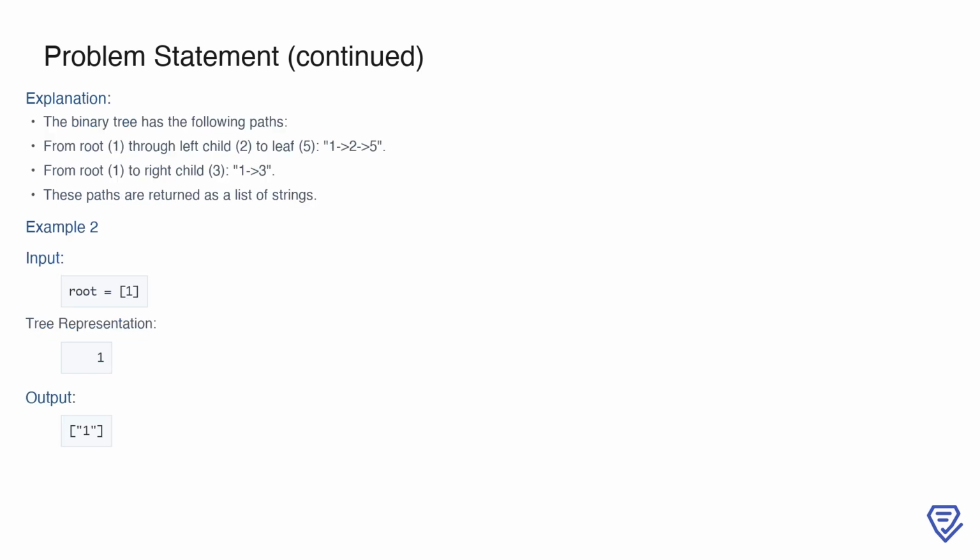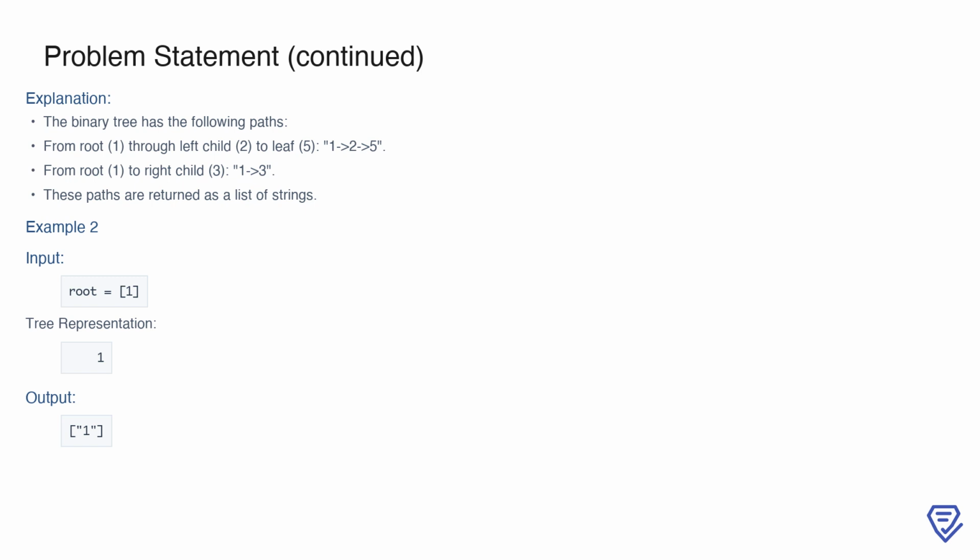Breaking down the output further, the binary tree in this example has two distinct paths. The first path starts at the root, 1, goes through the left child, 2, and reaches the leaf node, 5. This path is represented as 1->2->5. The second path starts at the root, 1, and goes directly to the right child, 3, which is a leaf. This path is represented as 1->3. Together, these paths make up the output list.